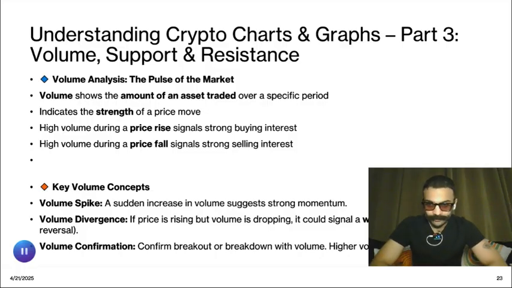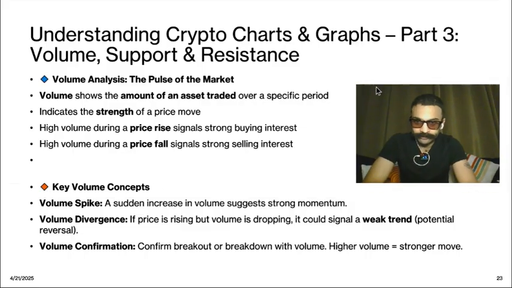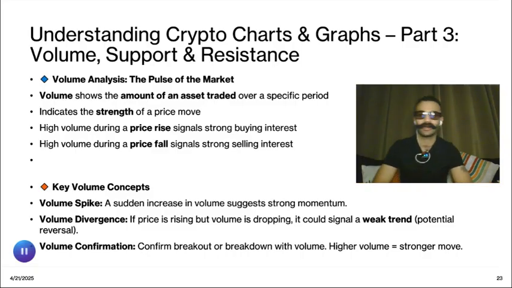Key volume concepts: volume spike, a sudden increase in volume, suggests strong momentum. Volume divergence: if price is rising but volume is dropping, it could signal a weak trend or potential reversal. Volume confirmation: confirm a breakout or breakdown with volume. Higher volume equals a stronger move. Have a quick read about this.